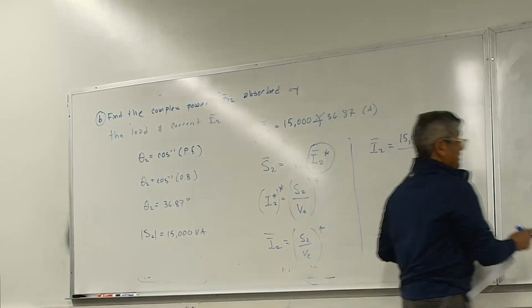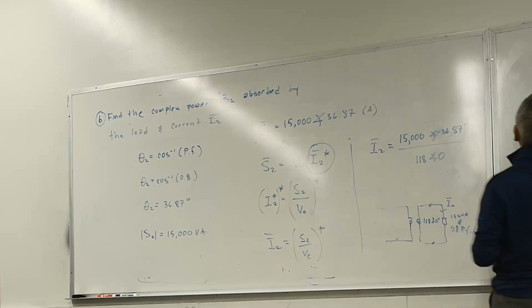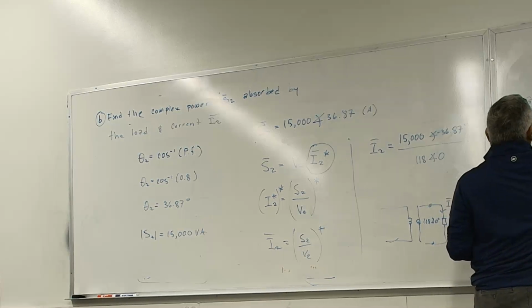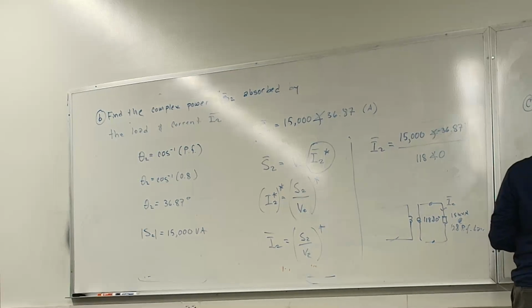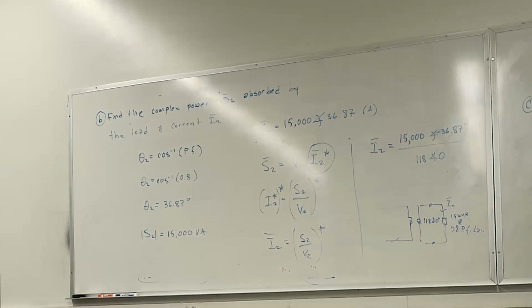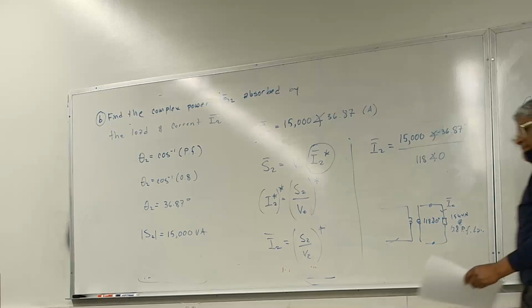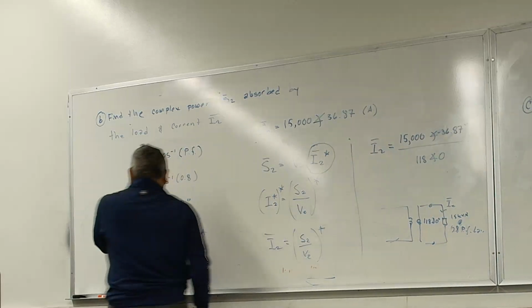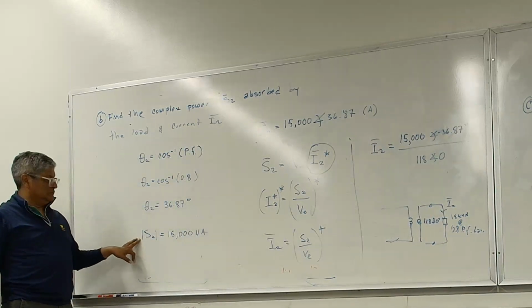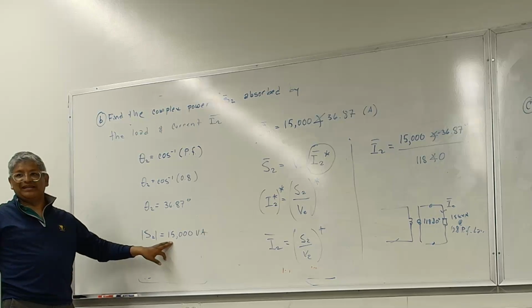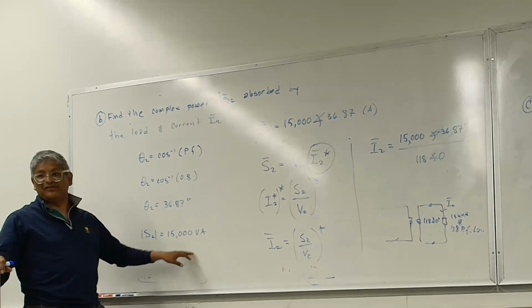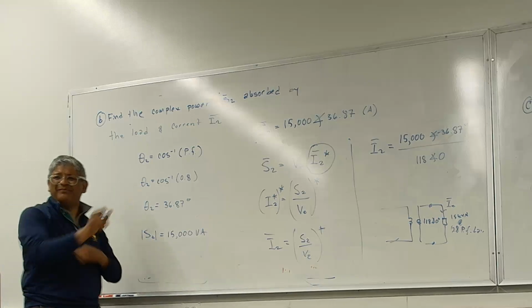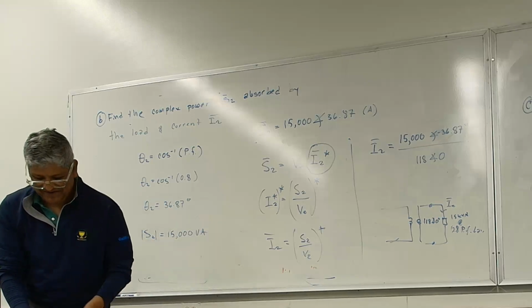Okay, the next question is, find the load impedance. That would be C. Professor, can you please explain how you got the S2 value? So 15,000? Yeah, because it's 15 kVA, right? So 15,000 volt amperes. Did I mess up? No. I'm good? All right.